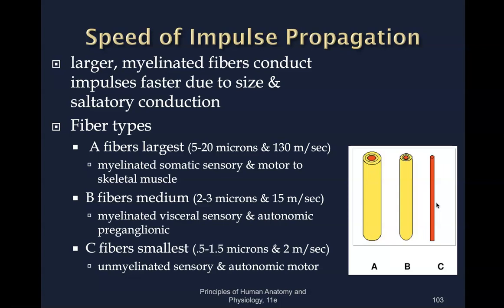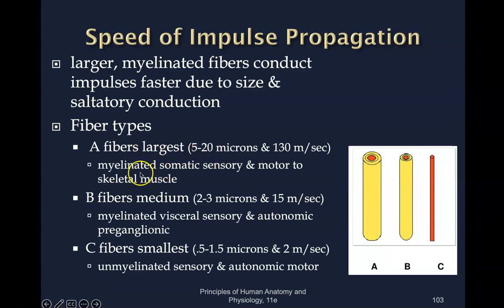Okay. So we have these three different types of fibers. It's important that you know these fibers, and we'll talk about where they are. The A fibers are going to be the largest ones, as you can see here, and they're also myelinated. So these ones are going to conduct the fastest. The largest and the myelinated are going to conduct the fastest.